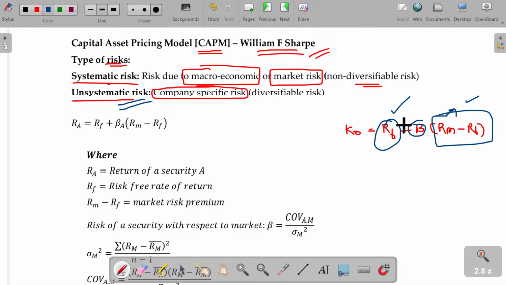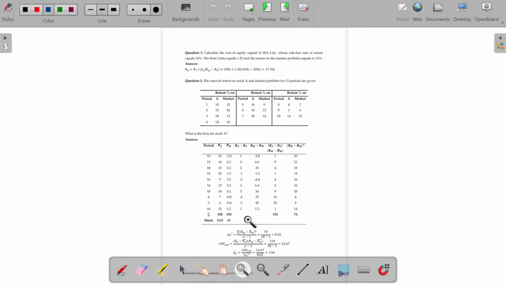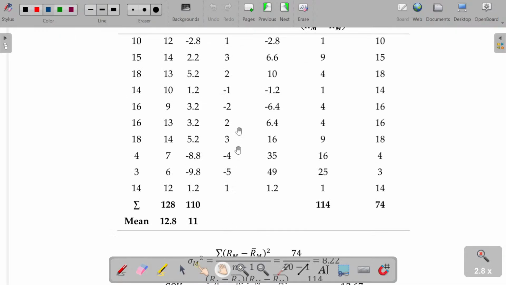Right. In this particular class, we are going to guide you how to calculate the beta also. The calculation of beta, I am going to guide you. That's all. Of course, not required for your examination. I just guide you. But this question, of course, you might have studied along with your earlier study.